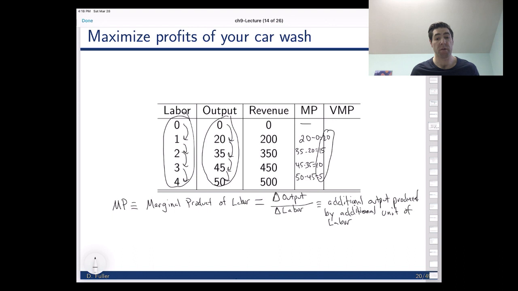So now that we've determined the marginal product, how much additional output, how many more car washes we get for each extra worker we add, we need to figure out how that affects our profits. That's what the value of the marginal product is intended to capture. So VMP, write it up here, is defined as the value of the marginal product.